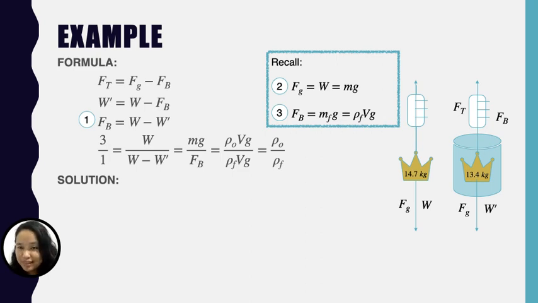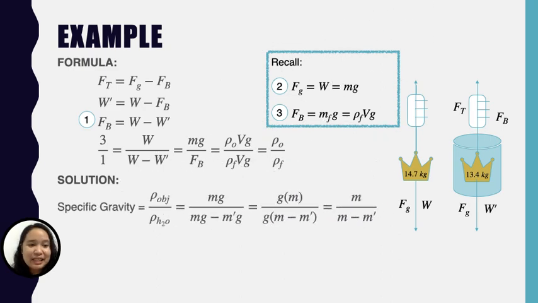Now, does that look familiar to you? That is actually the specific gravity. Remember, the formula for specific gravity is the density of the object over the density of the water. So let's go back to the earlier W over W minus W prime.